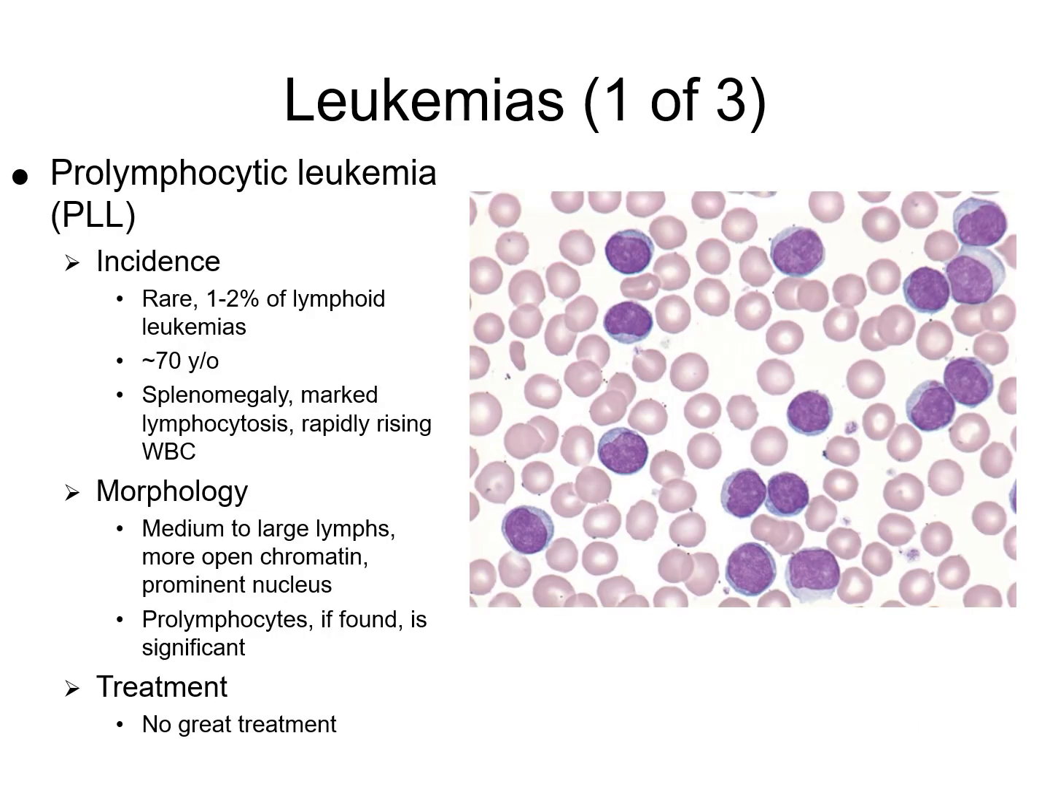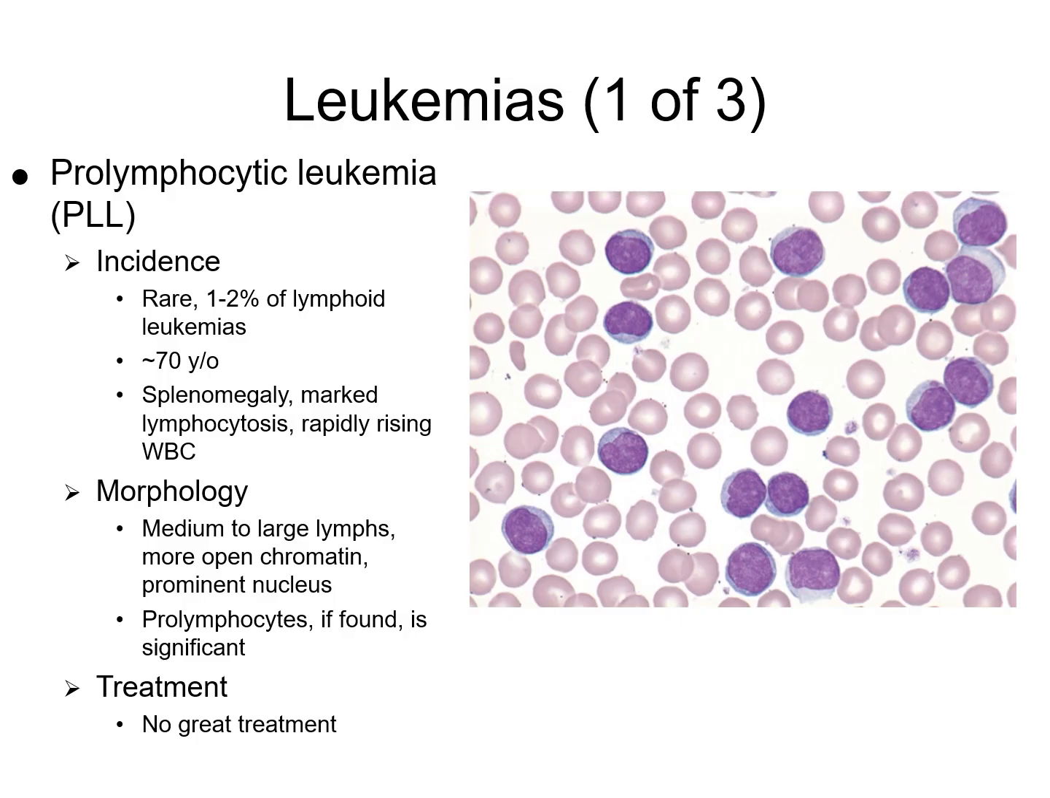Then we move on to prolymphocytic leukemia. This is a rare lymphoid leukemia that accounts for about 1 to 2% of all lymphoid leukemias. This typically occurs in older adults with the median age being around 70. For clinical features, patients often present with marked lymphocytosis, which is a very high white blood cell count or lymphocyte count that can rise rapidly. They'll have significant splenomegaly. Symptoms may also include fatigue, night sweats, weight loss, and other systemic features that can reflect the disease being aggressive.